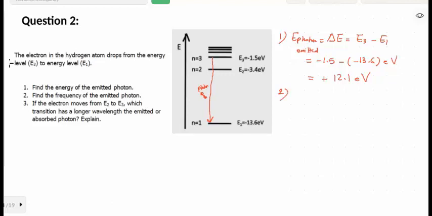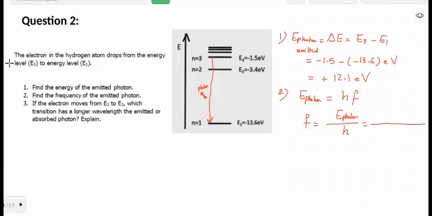Find the frequency of the emitted photon. For the same photon, I need to calculate the frequency. E photon, the same photon used or emitted, is equal to hf. I'm looking for the frequency, so making it the subject, the frequency equals E photon divided by Planck's constant. But be careful that this energy must be in joules, not in electron volts.